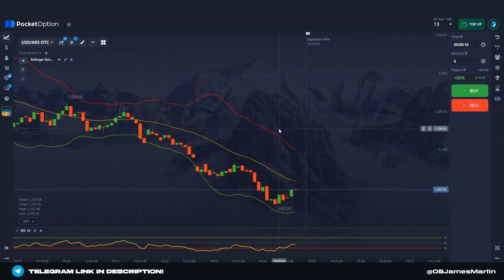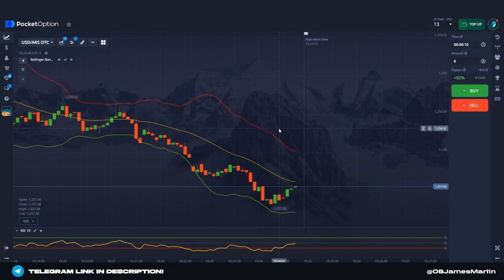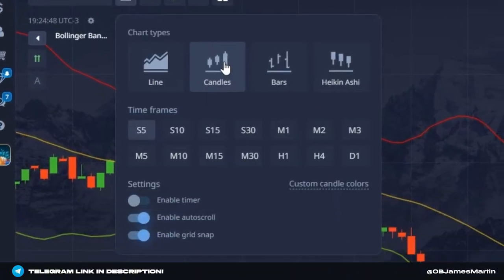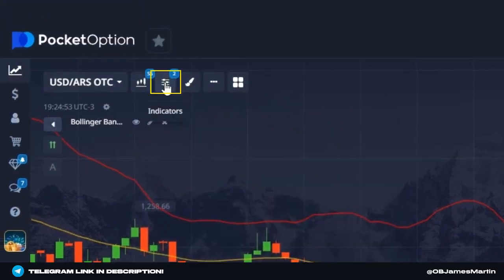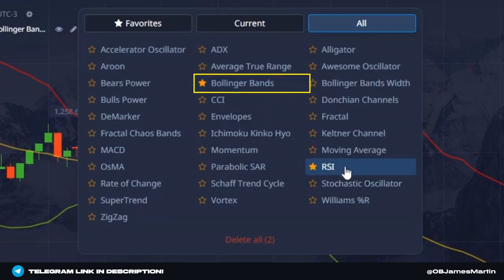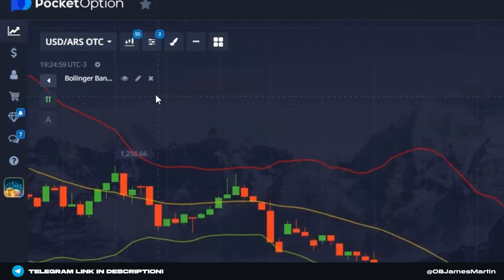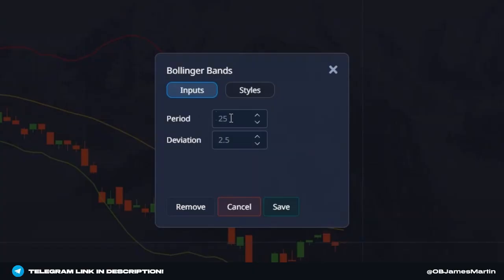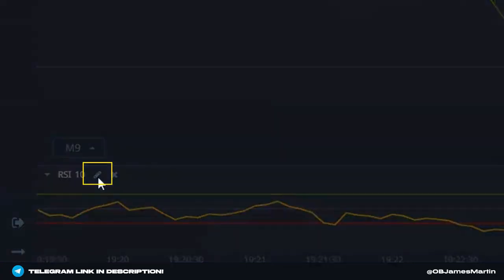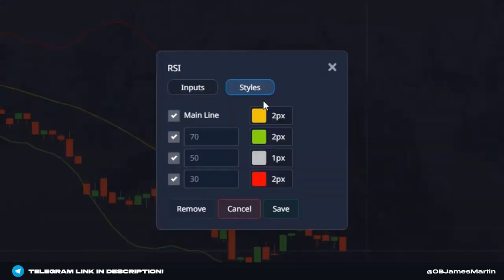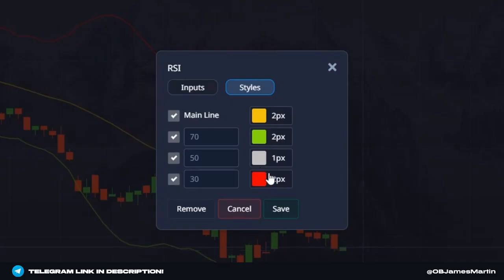Guys, let's take a look at how to set up your account. I choose the chart type, select classical candles with a 5 seconds time frame. Okay, right now we're going to use Bollinger Bands and the RSI. First, let's set up the Bollinger Bands: 25 on period, 2.5 on deviation. And the style, let's use 2 on thickness for all the colors and click on save. Right now the RSI, let's use 10 on period and the same thing, 2 on thickness on the colors and click on save.